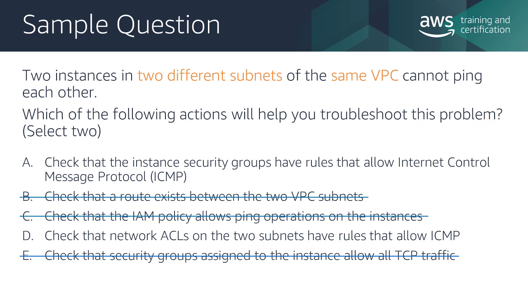So what could be my two concerns? Well, we just talked about it. Option A, a security group rule. Make sure it's got ICMP that's allowed. And D, the network ACL, that both subnets have rules that allow ICMP to move back and forth.